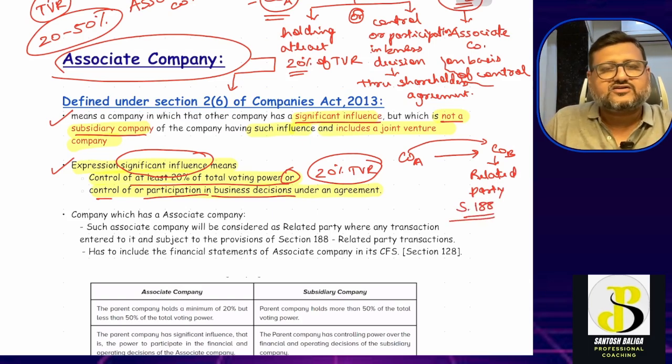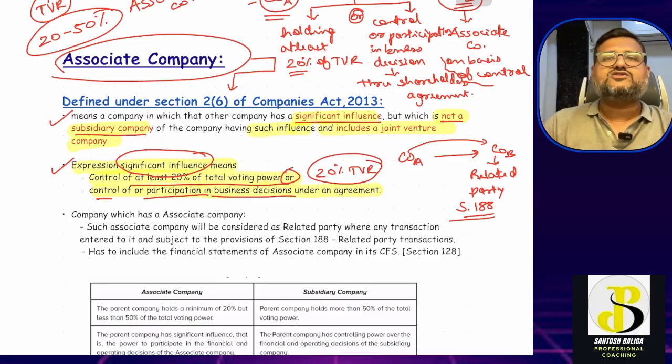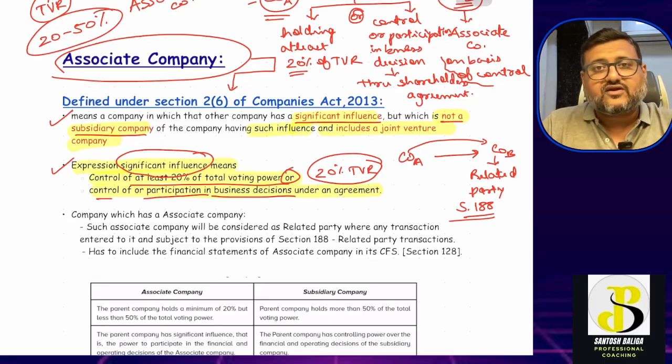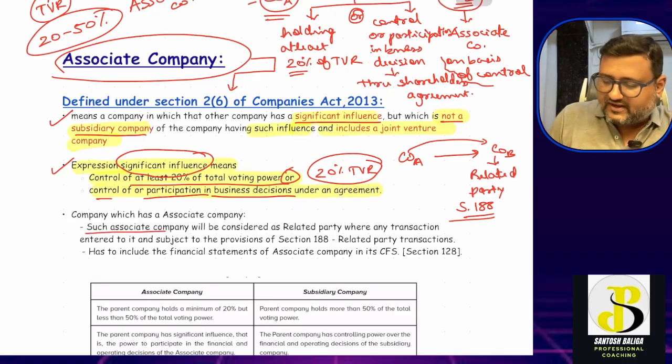Okay, so section 188 is a very exhaustive section in which it has been provided that a company needs to make some disclosures before getting into transactions with such related parties. Okay, so that's the first point that I want to cover over here, related party transaction.